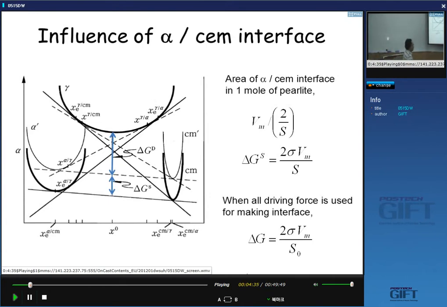So, as I told you, when the transformation is fully controlled by diffusion, it means that there is no energy consumption for atoms to cross the interface. Similarly, when we need additional energy to make the interface inside the product phase, it will change the equilibrium concentration at the interface.